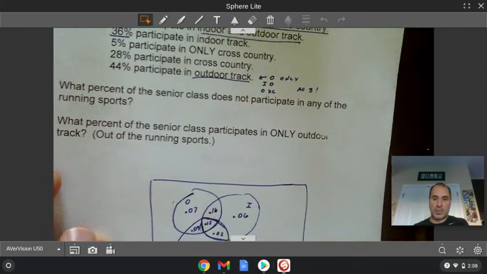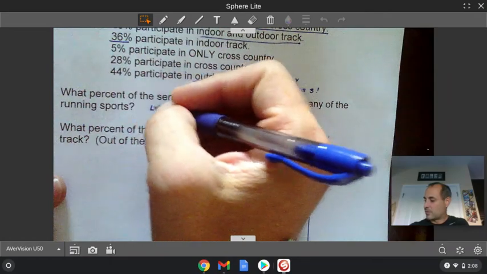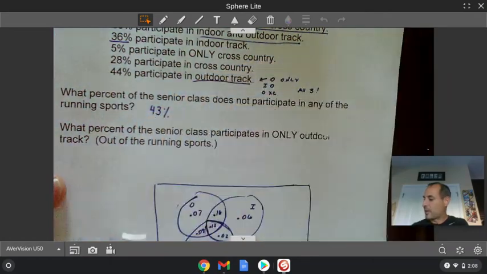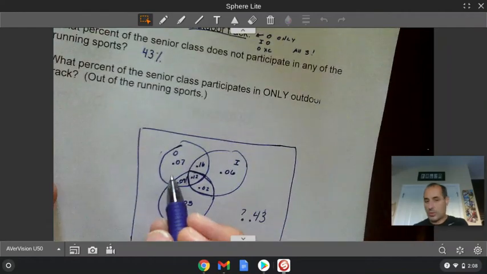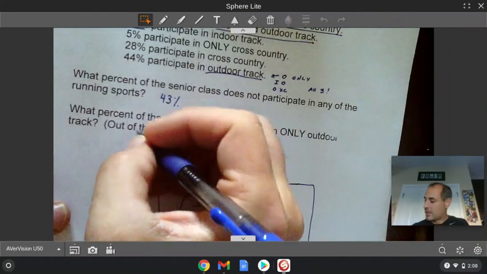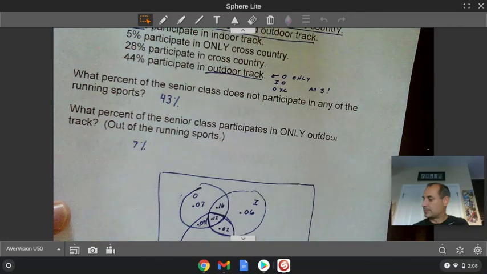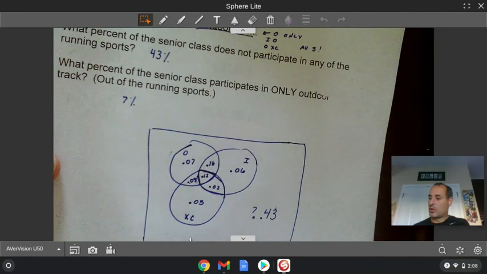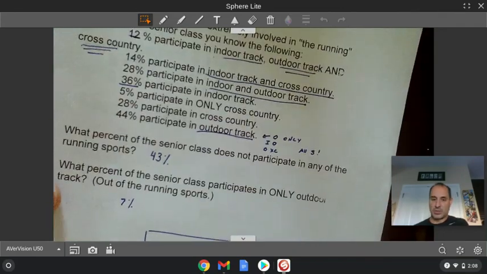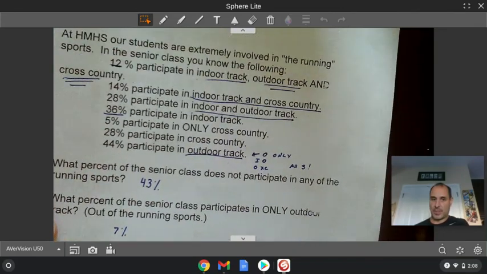So what percent do not participate in any of the running sports? 43%. What percent of the senior class participate in only outdoor track? Only outdoor track? 7%. Okay? So this is me using Venn diagrams to try to answer some union questions. Okay?